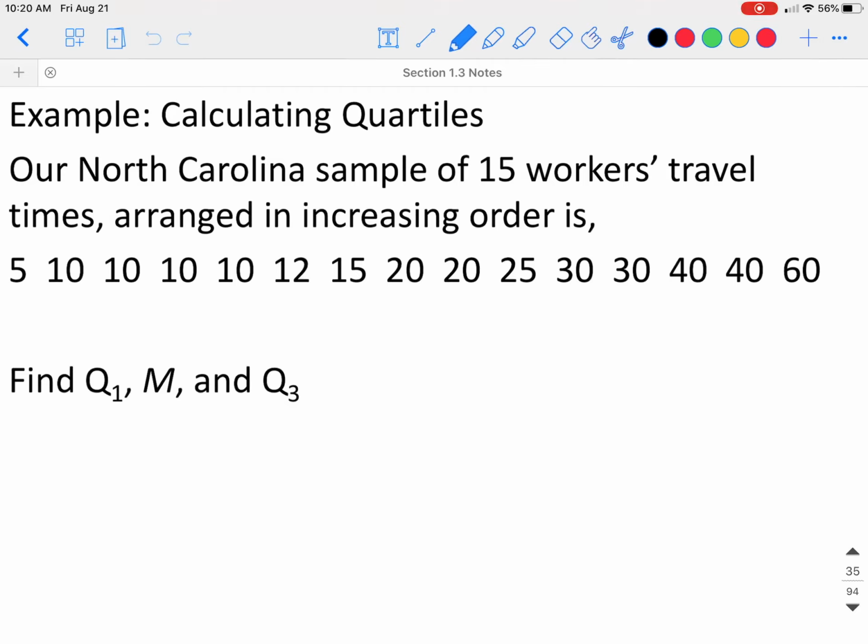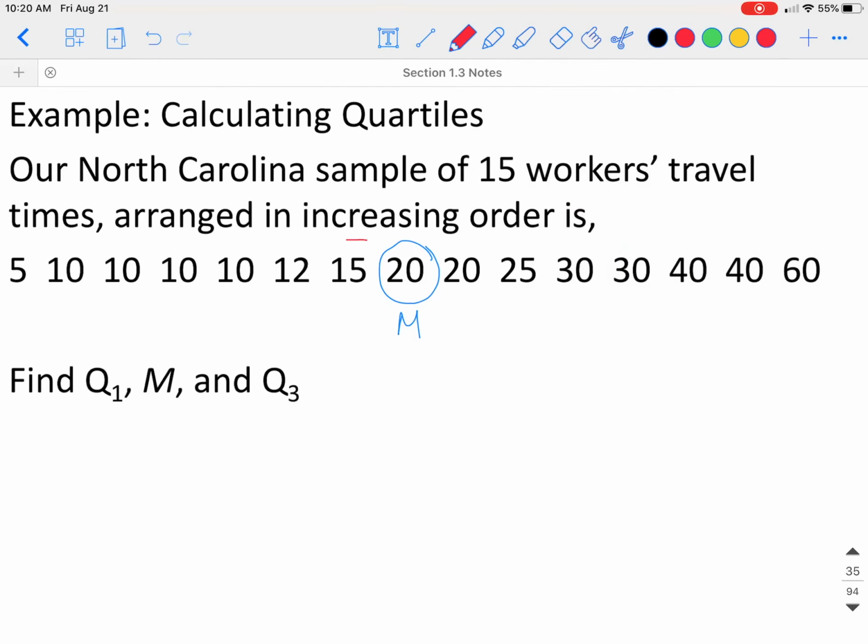So we need to find our Q1, our median, and Q3 of this distribution. Now we know there are 15 workers, so since this is odd, we can find our median value. 15 divided by 2 is 7.5, so we need to go past the 7th into the 8th data point. So if we count over 8 points, we know that this value will be our median.